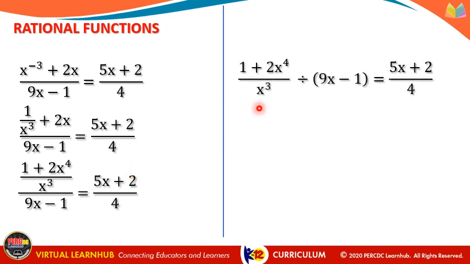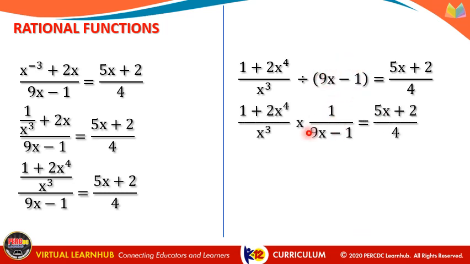So, you have 1 plus 2x raised to 4 over x cubed divided by 9x minus 1. Again, di ba, pag nagde-divide ka ng fractions, ang ginagawa natin is yung divisor, i-reciprocal mo. So, ang reciprocal ng 9x minus 1 is, of course, 1 over 9x minus 1. Tapos yung division ay magiging multiplication. And then let's just combine them, multiply them. You'll have this one. And there you have it.